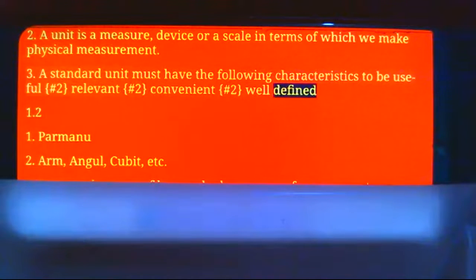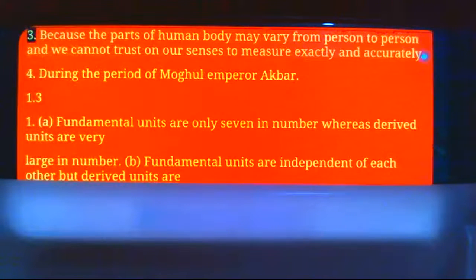1.2. 1. Parmanu. 2. Angul, cubit, etc. 3. Because the parts of human body may vary from person to person and we cannot trust our senses to measure exactly and accurately. 4. During the period of Mughal Emperor Akbar.